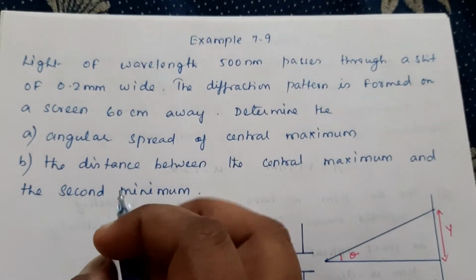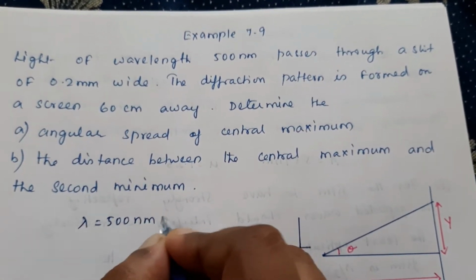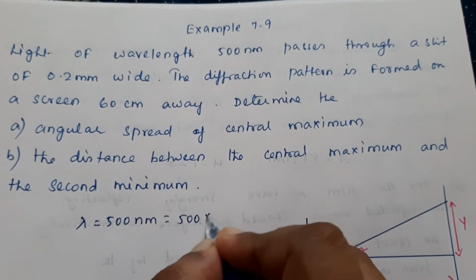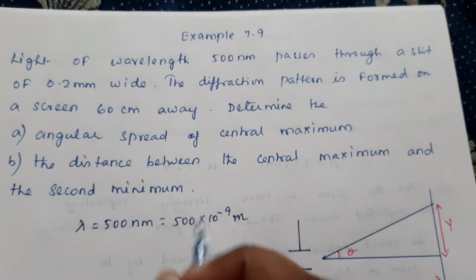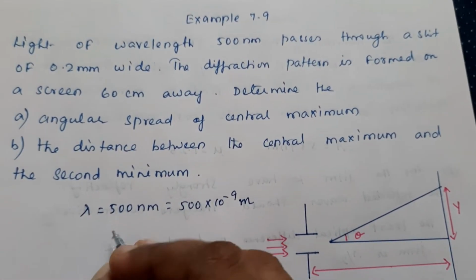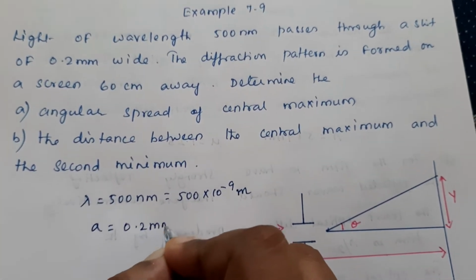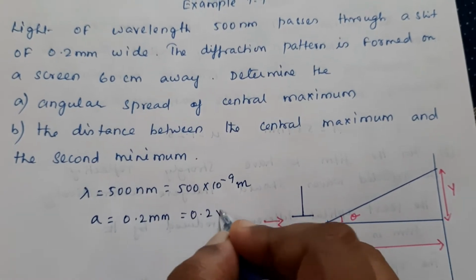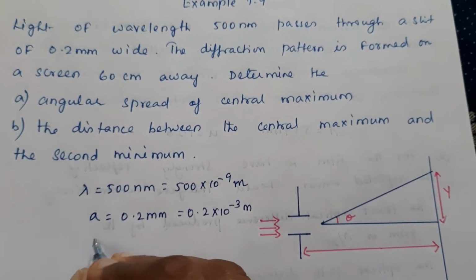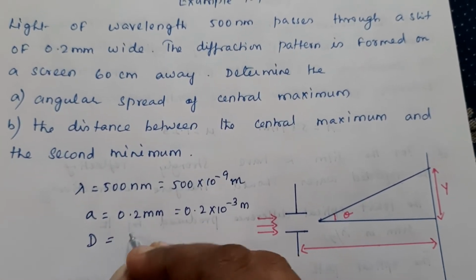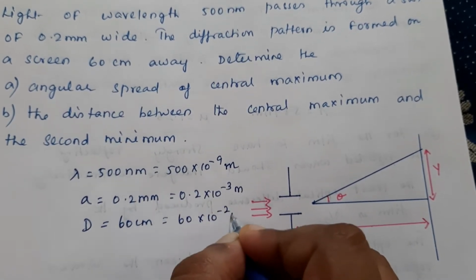What are the things given? The wavelength is given as 500 nanometer, so this is 500 into 10 raised to minus 9 meter. And the slit width is given, that is a, 0.2 millimeter, so it is 0.2 into 10 raised to minus 3 meter. And the distance between the slit and the screen is given, that is capital D, 60 centimeter, so it is 60 into 10 raised to minus 2 meter.